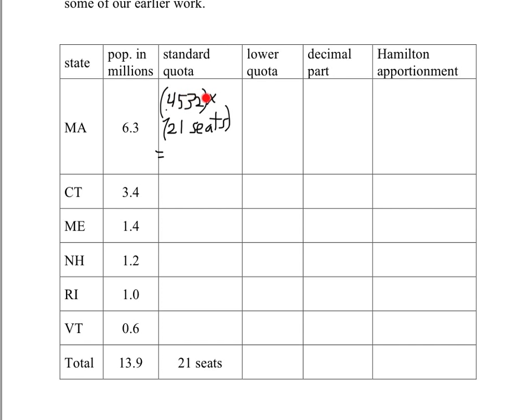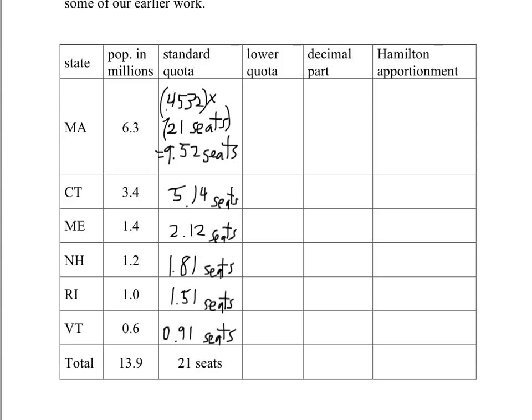So 45.32% was what we found was Massachusetts' share of the total population. Great. So 45.32% of 21 seats, that is 0.4532 times 21 seats, equals 9.52 seats. Great. So we can go on in the same way and compute the standard quotas for each of the remaining states. So when you add these up, with a tiny bit of round-off, you get 21 seats, as you're supposed to do.